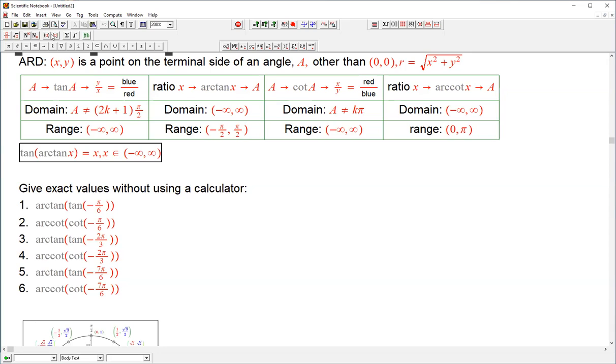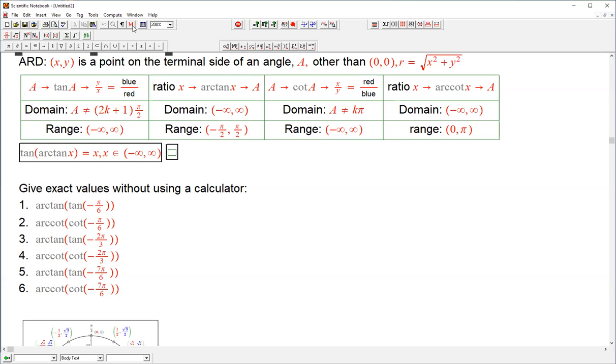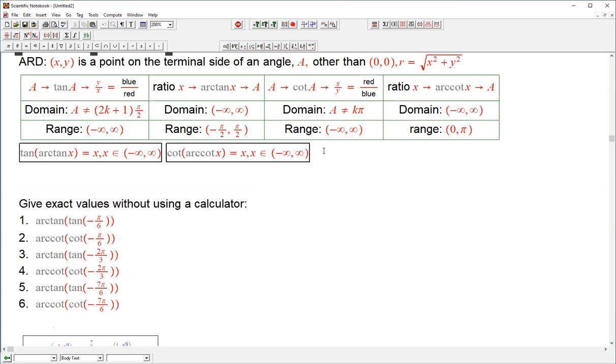Similarly, there's another unconditional piece: cotangent of arc cotangent of x equals x, where x belongs to any real number. The other piece of composition is arctan of tan of x equals x.